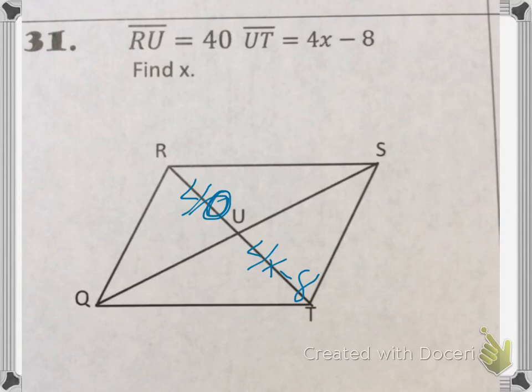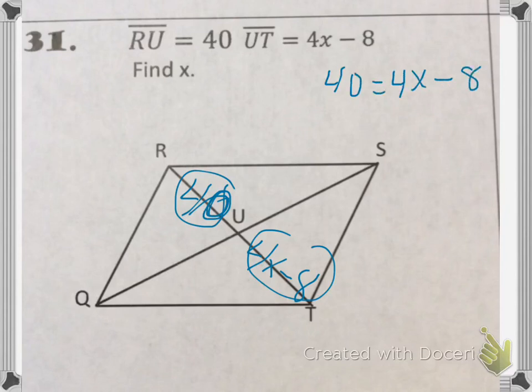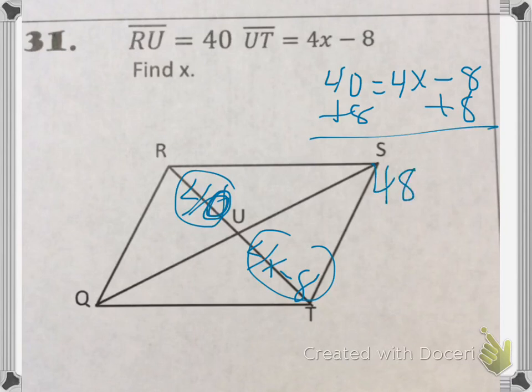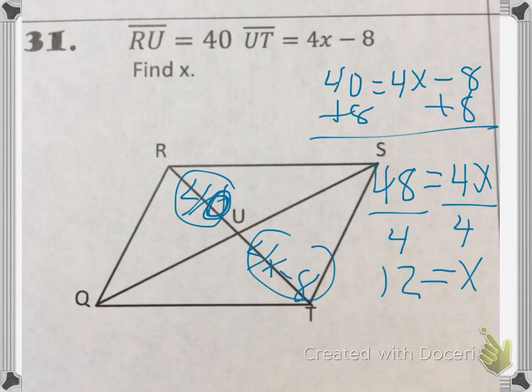Well, we learned on parallelograms that if we had our diagonals drawn, the diagonals were cut into equal pieces, or the diagonals were called bisectors. So we know those two pieces are equal to each other, so we're just going to go 40 equals 4x minus 8, and we're going to solve for x. So we're going to add the 8 to the other side. So we get 48 equals 4x. Divide both sides by 4. And we get x equals 12 for our solution there.